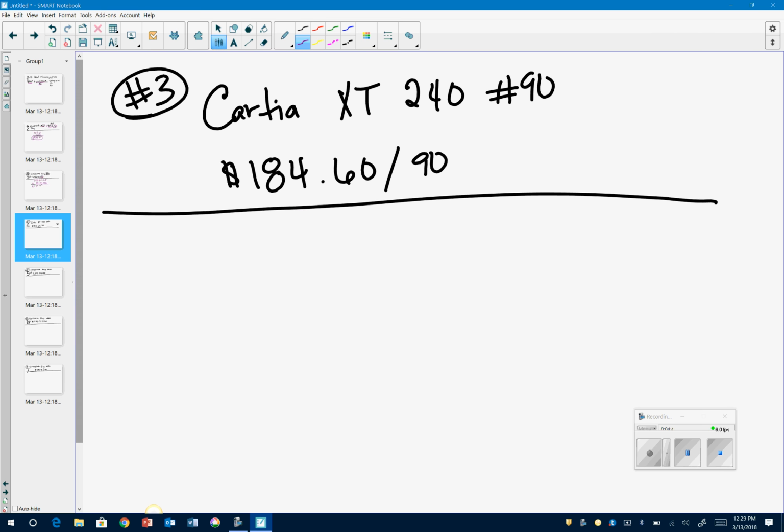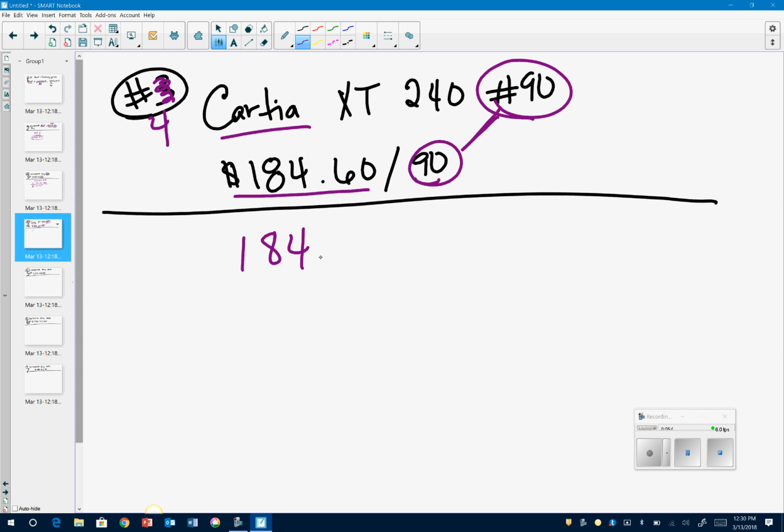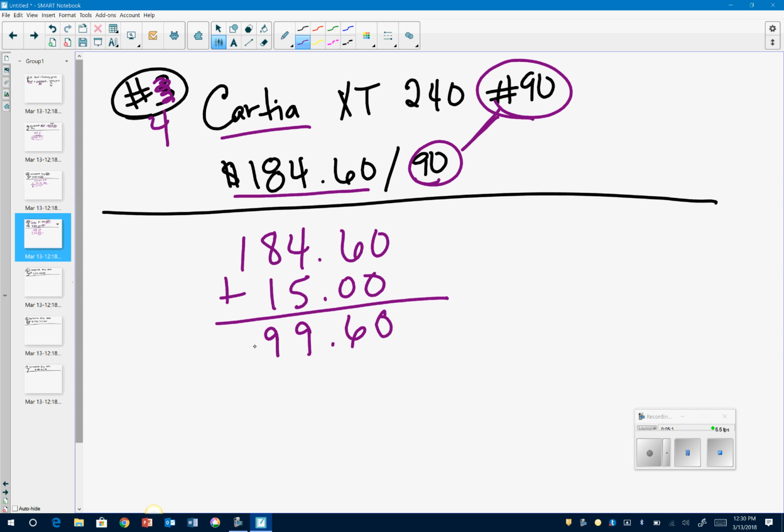Okay, next, number 3, this is number 4, actually, sorry about that. Number 4, because it's Cardia. Cardia XT240 comes with 90 tablets for the prescription. The AWP is telling you that it's $184.60 for 90 tablets, so those are equal. So next, all you have to do is just add the dispensing fee. It's $184.60 plus $15. Okay, so when you do that, it should be $199.60 will be the new retail price.